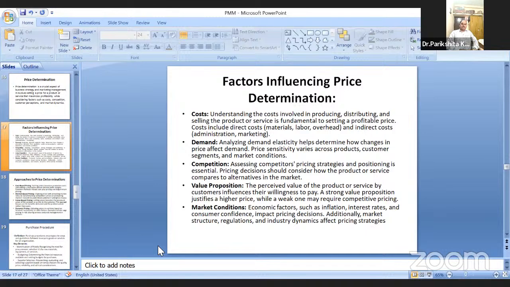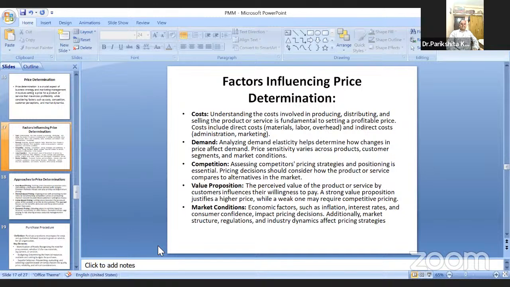Now, what are we doing? First of all, you understand the cost. Yes or no? When we are producing different kinds of products, first of all, you have to understand the cost of that item, when you are distributing, either selling or delivering the service to the customers. First of all, you have to see the cost. Cost influences price determination. Whether you are talking about materials management, labor cost, overhead cost, direct cost, or indirect cost, it influences price determination. And the second one is the demand.